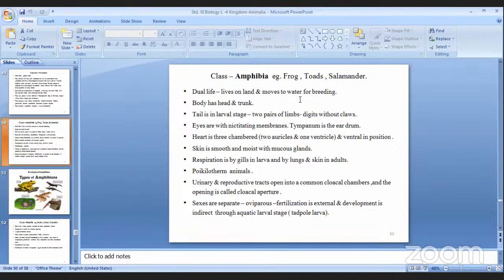Body has head and trunk. Then tail is in larval stage. 2 pairs of limbs are present. Digits are present without claws. Eyes are with nictitating membrane, because when they are in water, this nictitating membrane covers the eyes.